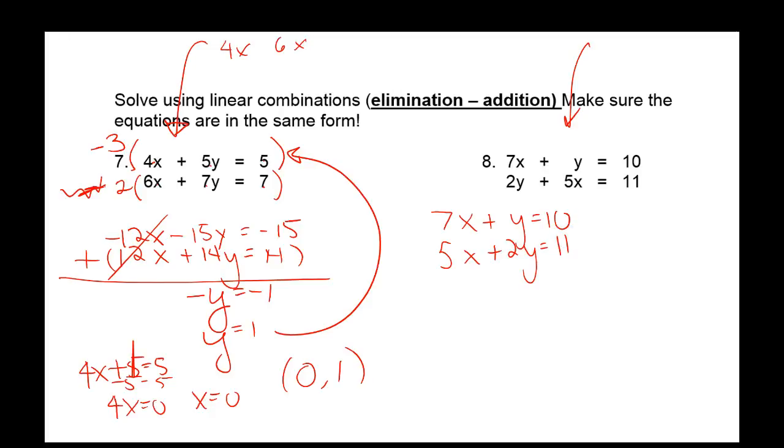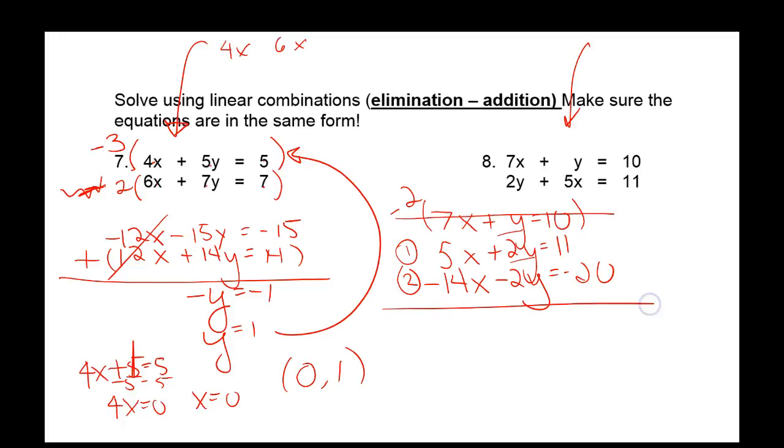All right, now we can see what we need to do. I have a 2y in the second equation. Why don't I get a -2y in the first equation by multiplying through by a -2? This equation will stay the same, I'll call that 1. And now the second equation becomes -14x minus 2y equals -20. So I just changed that into equation number 2.